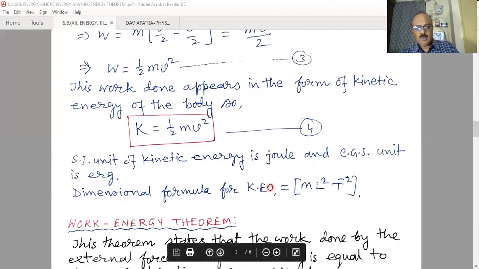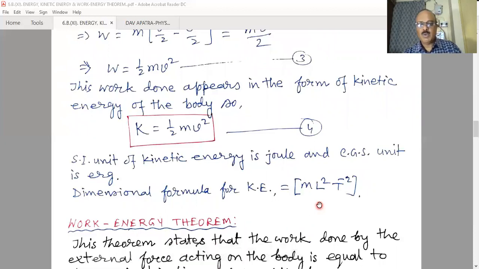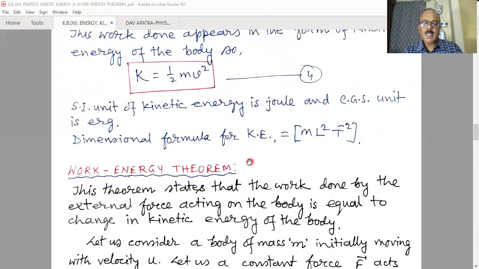Obviously, the dimensional formula for the kinetic energy is the same as the dimensional formula of any energy, and also of the work done, that is M L squared T to the power minus 2. The unit of all types of energy is the same in the SI system, that is the joule.